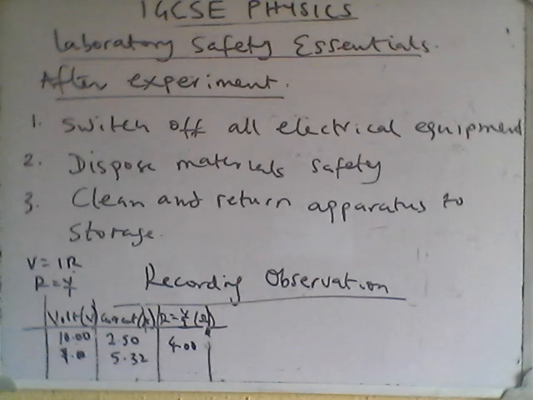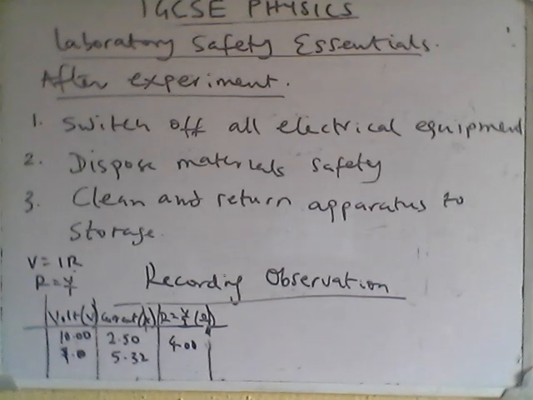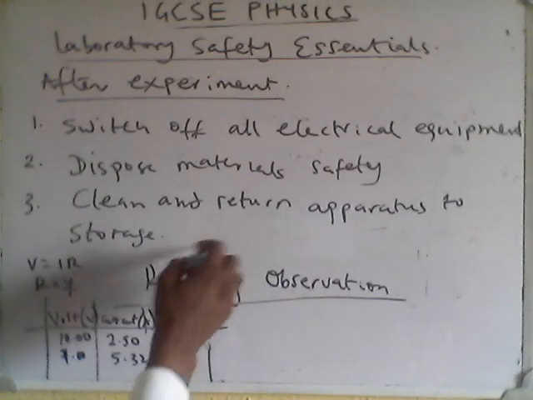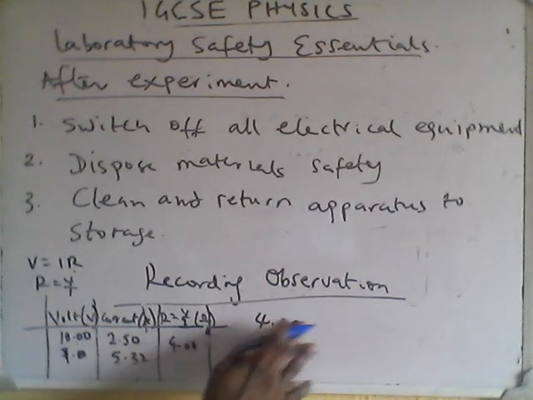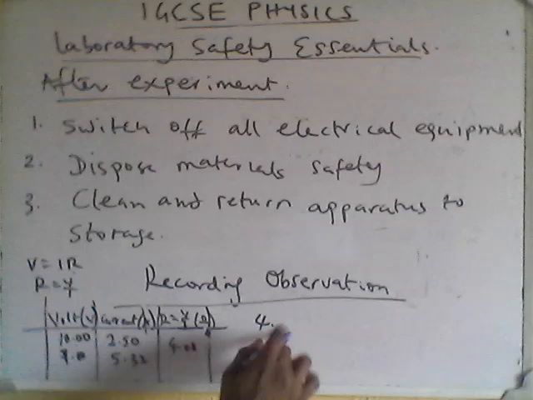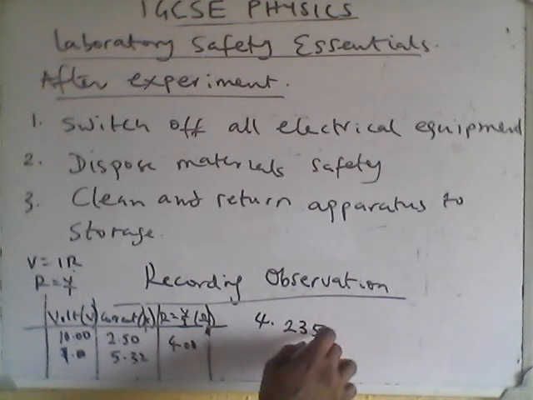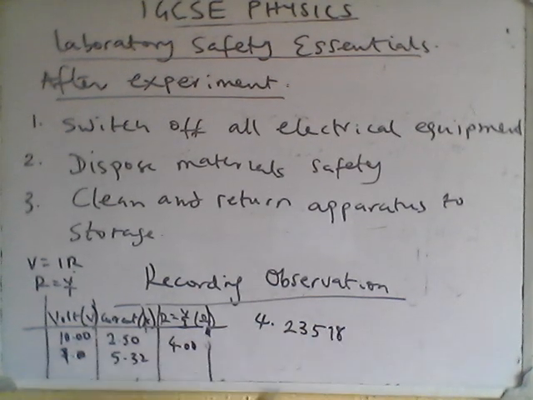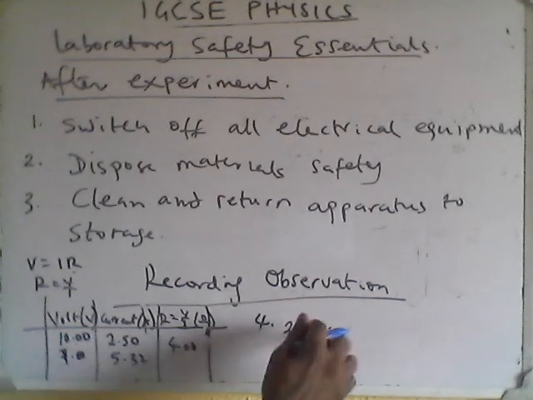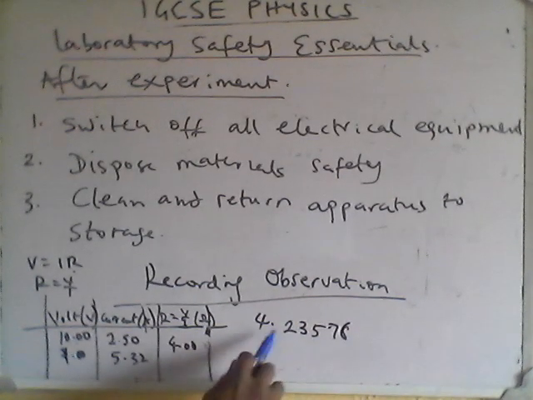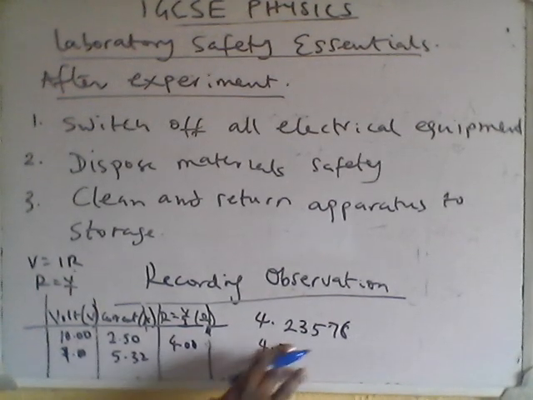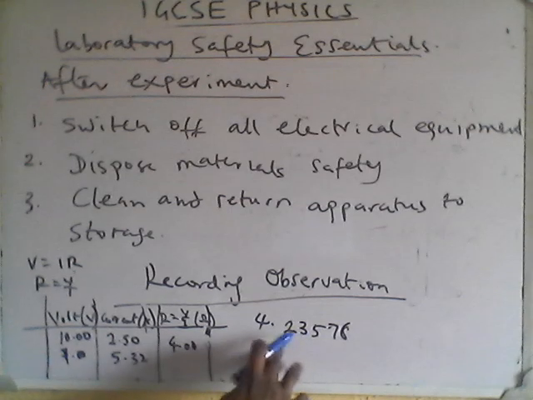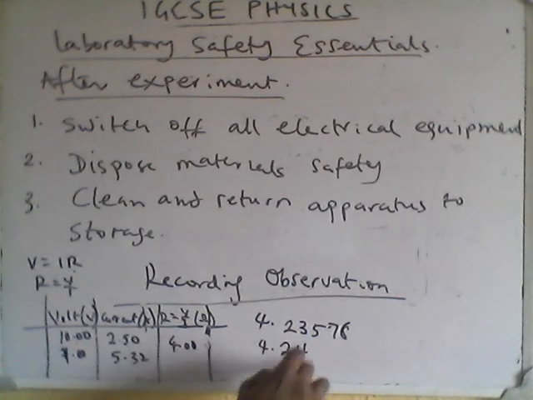Number 2, record all observed units. Don't round up too early. So if, for instance, now I get things like this, 4.00, 4.23578. Let me just put it like that. So don't come and say 4.00 as a round up.